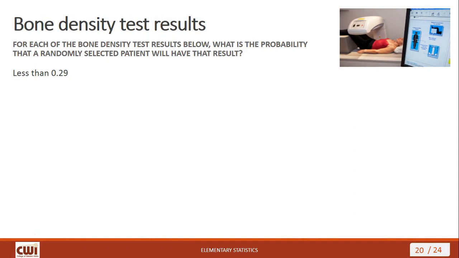Let's go back to the bone density test results that we had earlier. And for each of the test results that we're going to list here on the screen, we want to find the probability that a randomly selected patient will have that result. So what is the probability that a randomly selected patient will have a bone density test result less than 0.29? I'll give you a moment to put your numbers into StatCrunch to figure this out.